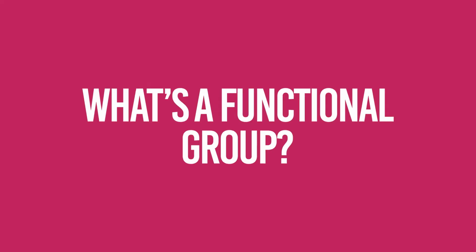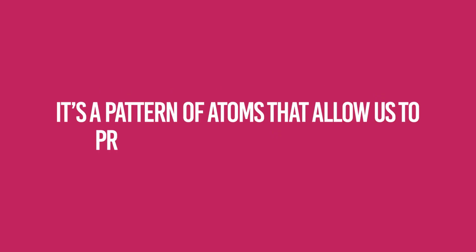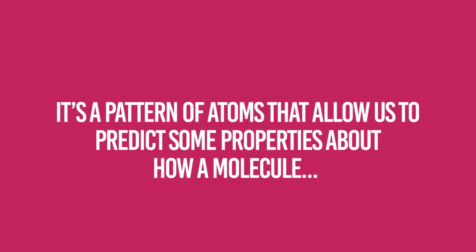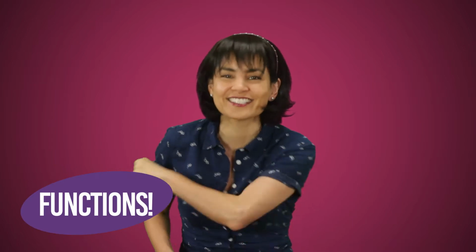But a molecule can tell you some interesting things about itself, and by the end of this video, you will know how a molecule's chemical structure can help you make predictions about its scent, just by looking at the functional groups it contains. How cool is that? So what's a functional group? It's a pattern of atoms that allow us to predict some things about how a molecule, wait for it, functions.